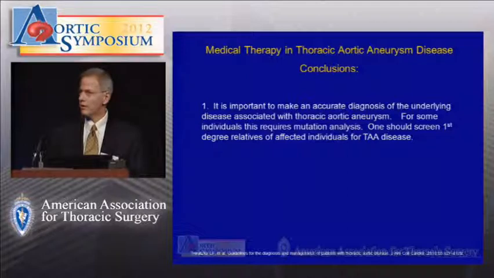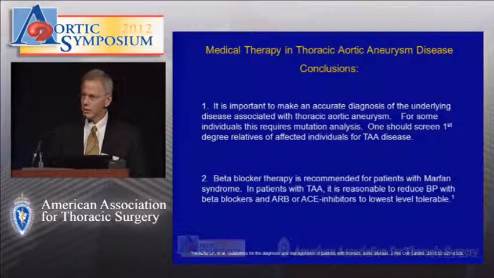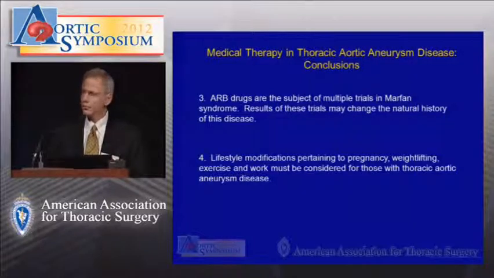It's important to make an accurate diagnosis of the underlying disease associated with thoracic aortic aneurysm. For some individuals, this requires mutation analysis. And as Diane has emphasized, we should screen first-degree relatives of the affected individual for coexistent aneurysm disease. Beta blocker is recommended for patients with Marfan syndrome, and in patients with aneurysm of any cause, it's important and reasonable to reduce blood pressure with beta blockers and ARB or ACE inhibitors to the lowest level tolerable. ARB drugs are the subject of multiple trials in Marfan syndrome, and the results of these trials may change the natural history and certainly the treatment of these disorders.